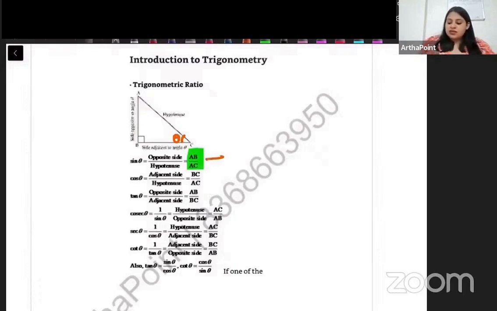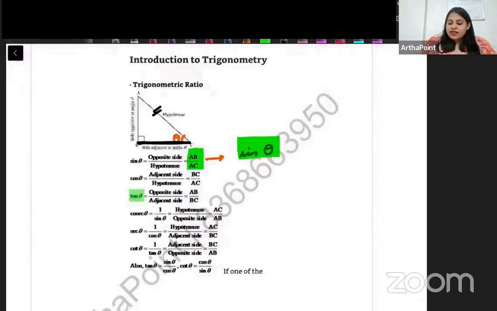Right? This is sine theta. Then the next thing that you have is called cos theta. Cos theta is base by hypotenuse. So the angle के साथ वाला जो adjacent side है, adjacent side by hypotenuse, that is cos theta. So BC by AC is cos theta.